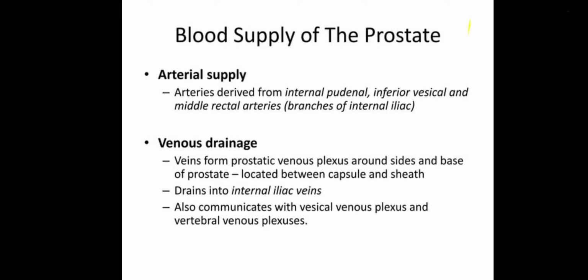It's the continuation of the video presentation that belongs to the male reproductive system. So now let's continue our discussion to the blood supply of the prostate. So again, there is also a blood supply through the prostate. What are those? We have arterial supply and venous drainage.